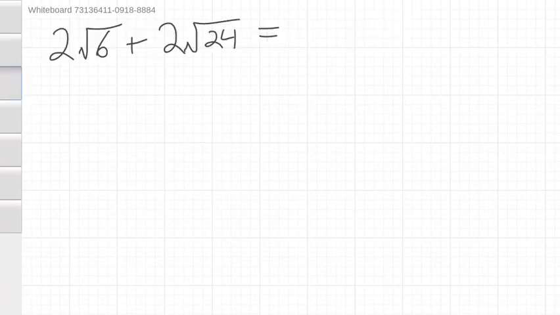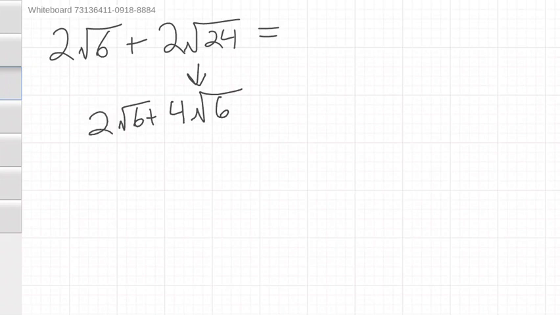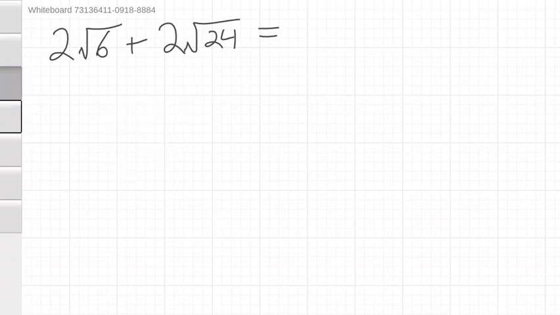What if we had 2 square roots of 6 plus 2 square roots of 24? What would that be? The indexes are same, but the radicands aren't. Square roots of 6 are simplified, but 2 square roots of 24 can still be simplified into 4 square roots of 6. Now the radicands are the same, so we can add them. So now we have 2 square roots of 6 plus 4 square roots of 6. 2 plus 4 is 6, so our answer would be 6 square roots of 6. 2 square roots of 6 plus 2 square roots of 24 is just 6 square roots of 6.